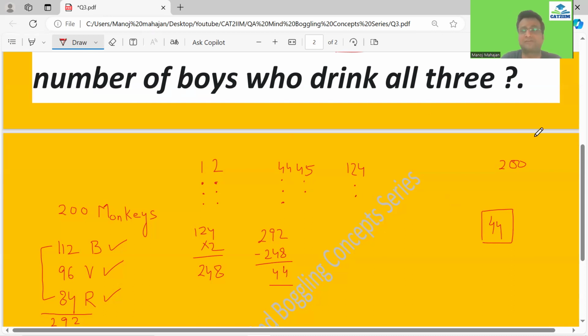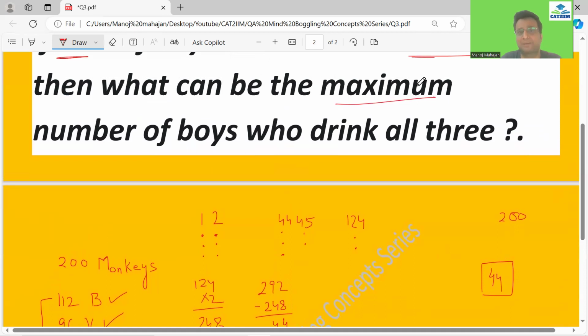If the question would have been, let's say, minimum instead of maximum, so the minimum number of boys who drink all three, what we could have done is, this 44 toffees, we could have started distributing from 125 onwards rather than giving on the numbers 1 to 124. So from 125 till 168, we can give the toffee.